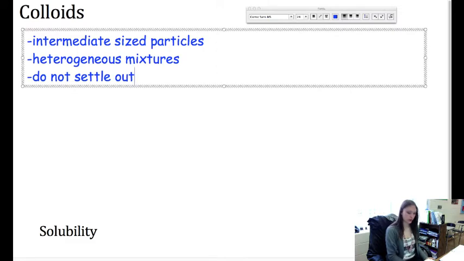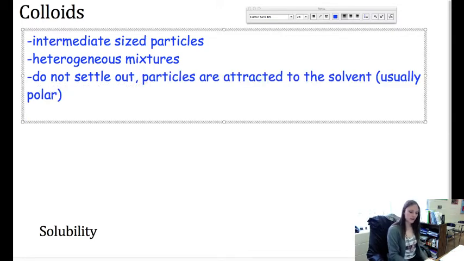Colloids actually don't settle out because you end up having particles that are kind of connected to or attracted to the solvent, and so they don't settle out because they're actually attracted to the solvent itself. Usually they are polar mixtures. In colloids, there are lots of examples of colloids. The best one is probably milk or fog. Okay, colloids are hard to kind of tell whether it's a colloid or not.